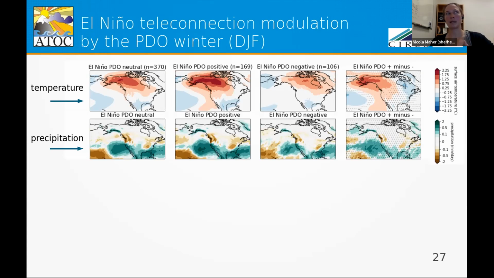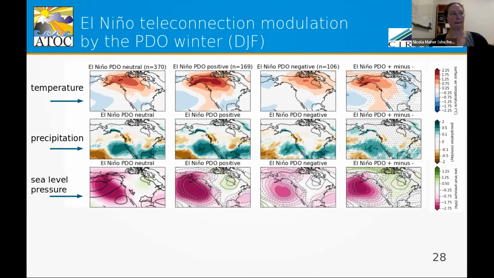Okay. We can add precipitation, and you can see for temperature and precipitation the results that I mentioned before. But what's driving this? We're going to look into the atmospheric circulation differences to see what's going on here. So now we're going to add sea level pressure. On the left, we have the typical El Nino sea level pressure anomalies when the PDO is neutral. And here I'll note the black contours are the mean state, so you can see how the El Nino anomalies relate to the mean state. And you can see in pink this negative sea level pressure anomaly, which is basically the Aleutian low.